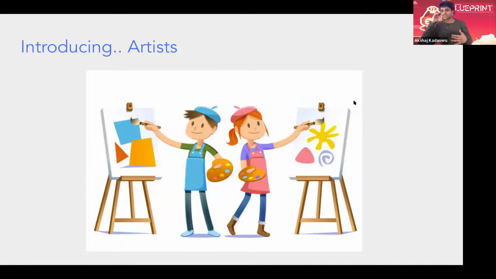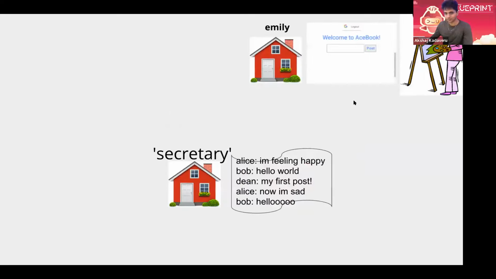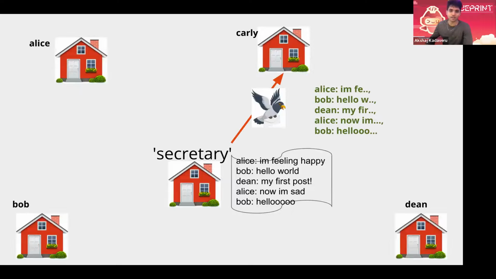And then I'm going to introduce another thing into this analogy. We're going to introduce artists. And what are artists? Well, let's take this new person in the house, Emily. When Alice, Carly, Bob, and Dean want to see all the messages, they send the pigeon over, and then the pigeon sends them all the posts in this envelope. But they're just staring at text, right?